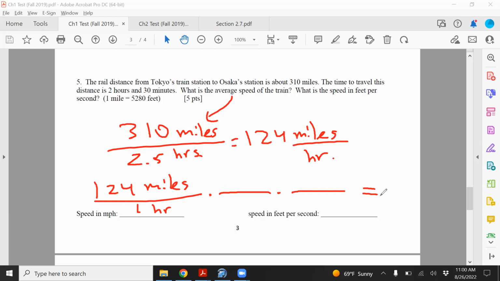I like doing things methodically. You got to the hours. How many seconds are in an hour? 3600. Right.